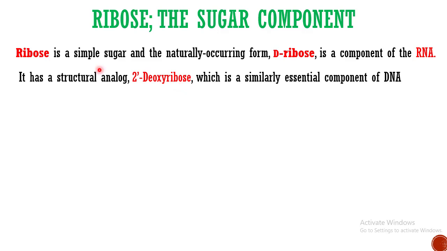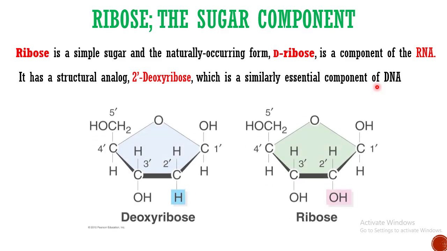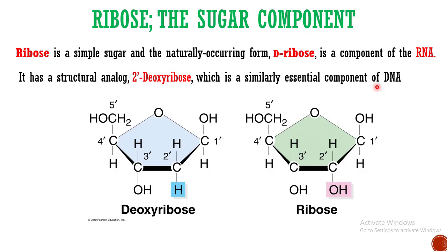What that means is that the ribose is present in the RNA, and the 2' deoxyribose is present in the DNA. So the sugar component is different in the DNA and in the RNA. If you look at the structure of the two, this one is the structure of the ribose, and if you look here at position number 2, you are seeing this hydroxyl group over here.